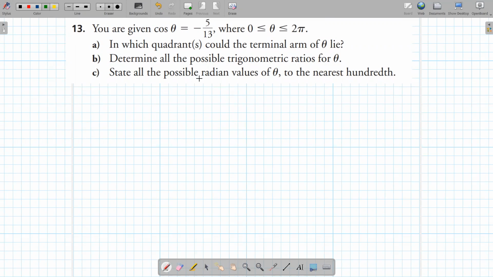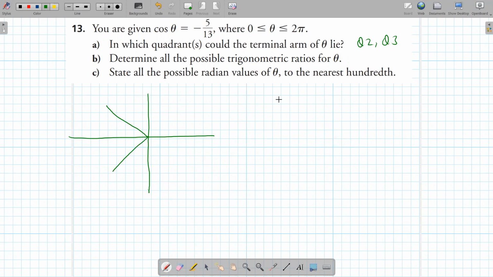Anyways, okay, so this one, look, cos is negative, right? In which quadrant is cos negative? In the second and third. Exactly. So the answer to part A is quadrant 2 and quadrant 3. Part B, determine all the possible trig ratios for theta. Yeah, this is where I did not know what was going on. All right, so for this one, we have to do it 2 different ways, because we know cosine could be in quadrant 2, or it could also be in quadrant 3.